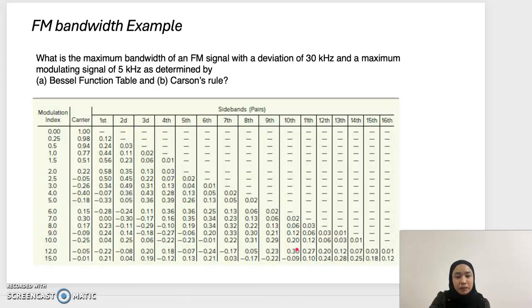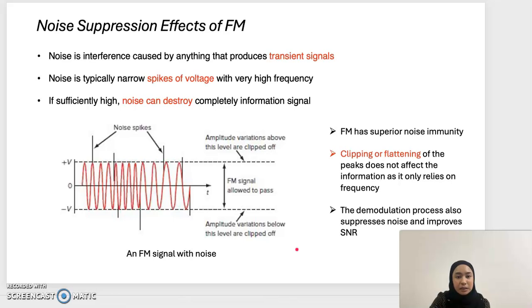So here is another example that you can go through yourself. Okay, and then let's talk about noise suppression effects for FM signal.